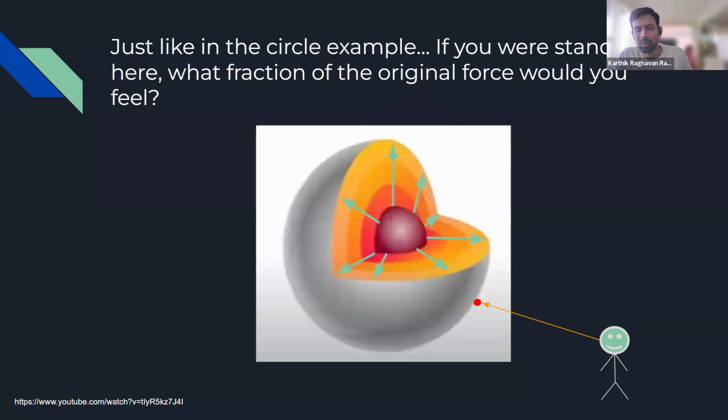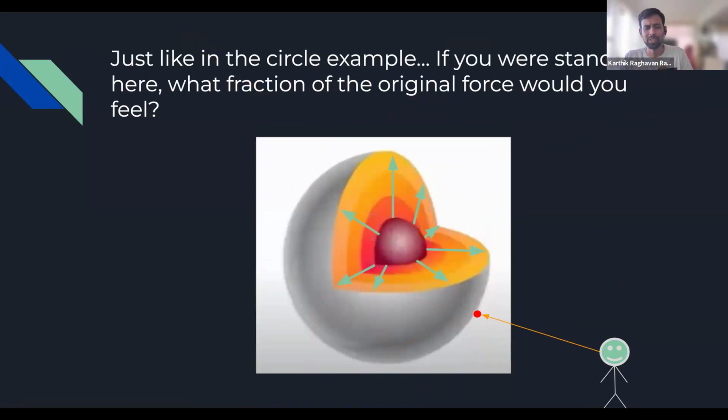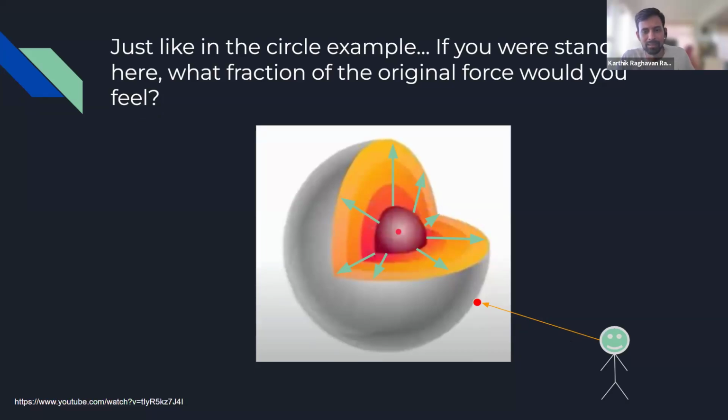So I think I should have put a whole picture here, but even the younger kids, if you have been with me till now, take a guess. What fraction of the overall force would you feel here? I'm not looking for formulas. If you know formulas, that's great, but I'm looking for some intuition. So get on chat and describe in your own words. If initial force was 10, let's say some units, right? And I am a guy standing at some place in the sphere, on the top or here, wherever, what fraction of the original force would I feel here?